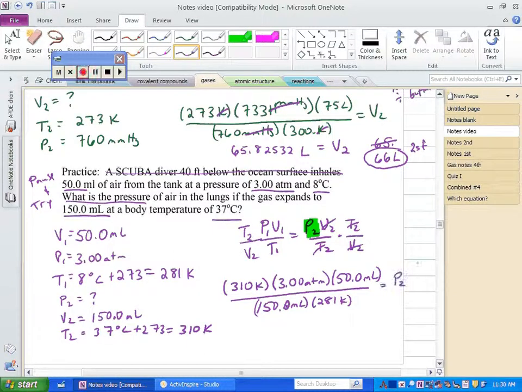Alright, so 310 times 3 times 50 divided by 150 divided by 281 gives us 1.10320, and it keeps going. Kelvin cancels, milliliters cancel, so we're left with atmospheres, and significant digits, we're allowed 3. So there's our answer.